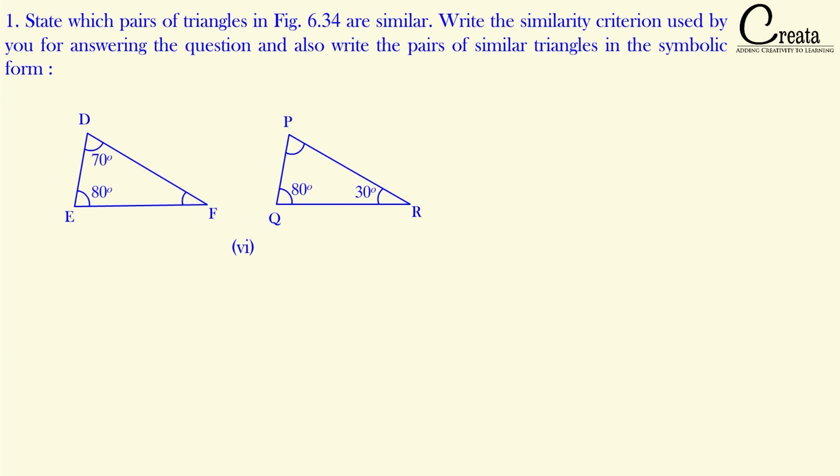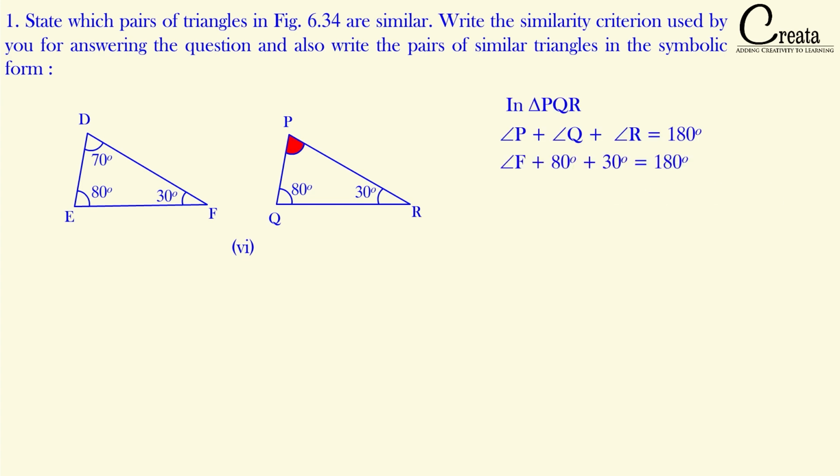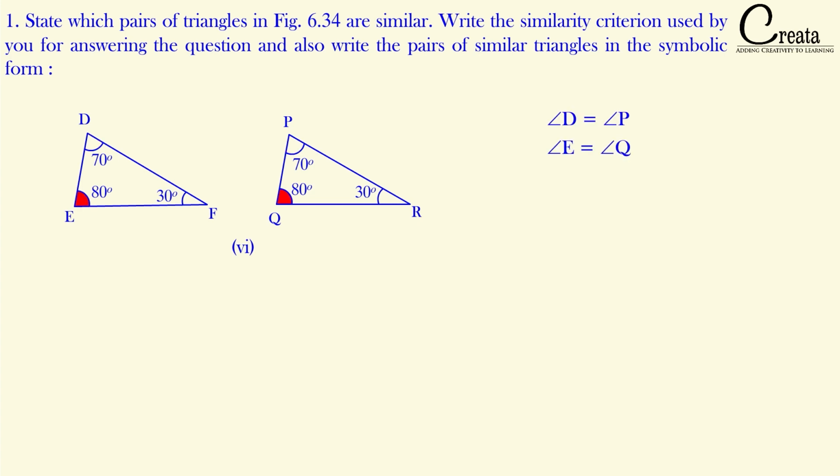That is, the sum of three angles of a triangle is 180 degree. So in the triangle DEF, angle F will come out to be 180 degree minus 80 minus 70. So angle F is 30 degree. Similarly, let's find the angle P, that will be 180 minus 80 minus 30. That will come out to be 70 degree. So we got all the three angles in both the triangles. Now on observing, we can see the set of the three corresponding angles are matching. Here 70 degree are matching, 80 degree are matching, and 30 degree are matching. So we got both the triangles are similar using the AAA criteria, that is angle criteria.